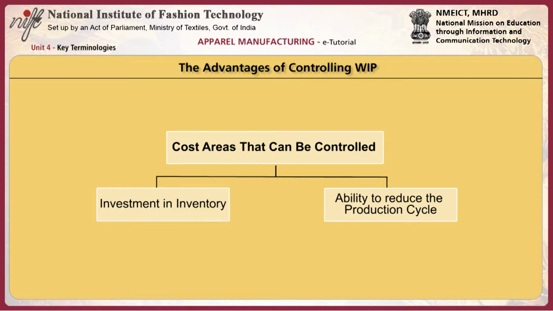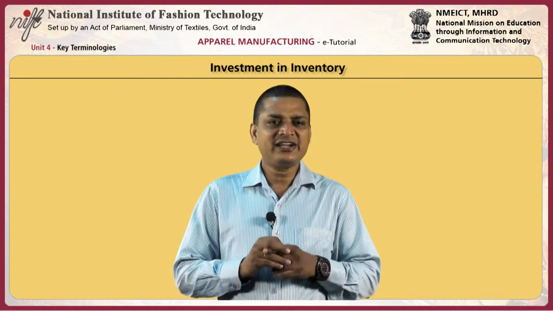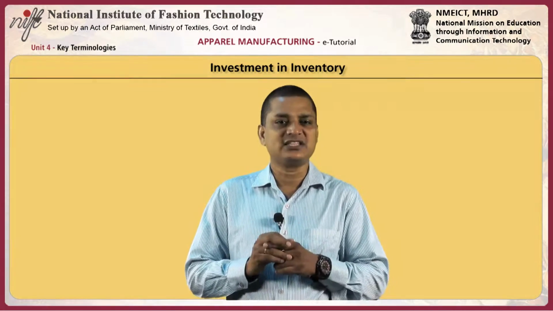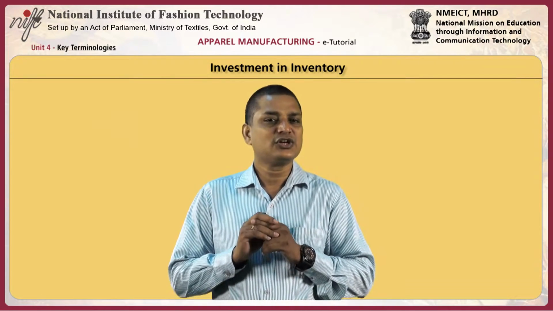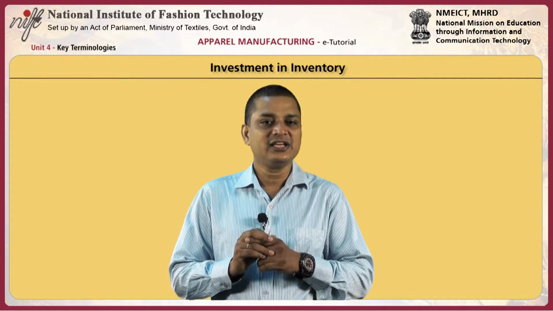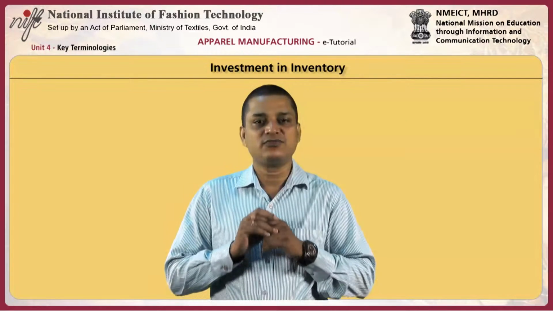There are two cost areas that can be reduced if work in progress is controlled. That is investment in inventory. The second one is the ability to reduce the production cycle. Inventory is money invested in raw materials. When we don't move the goods through the plant quickly, we are affecting cash flow directly.